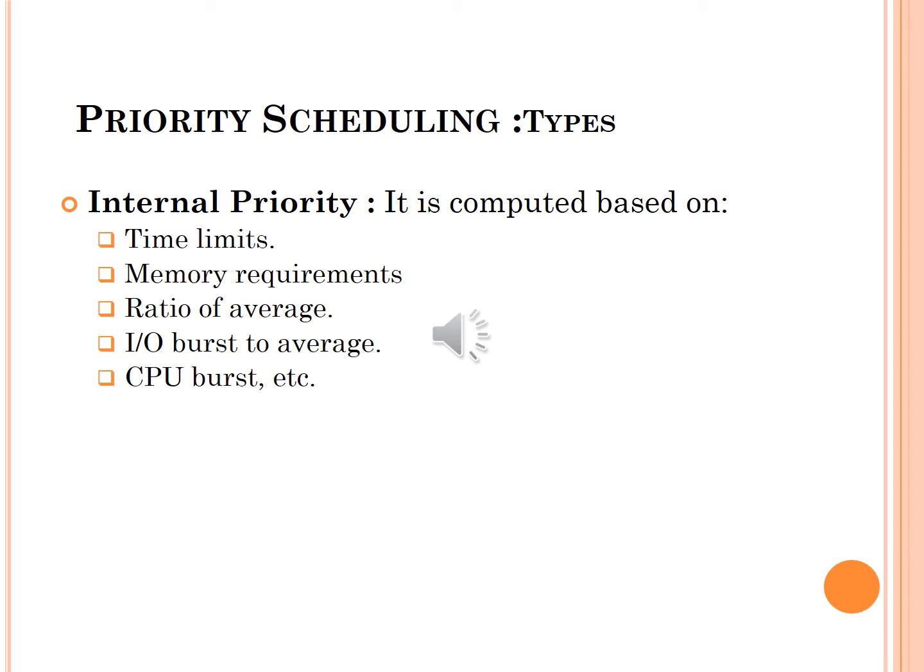Ratio of average refers to the process, the burst time and the waiting time, and this is some calculation. We're going to go through it in one of the slides below. And then there is input output burst to average, and input output burst is actually when the CPU is waiting for the input output burst to be executed on the CPU. CPU burst, I also explained it before. CPU burst is the amount of time for the process to be executed.